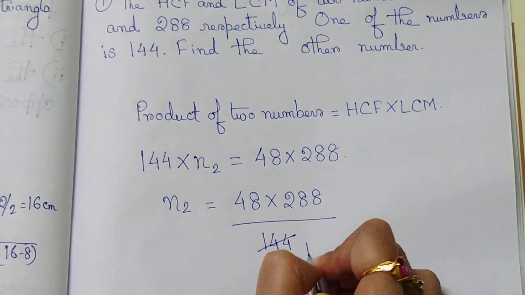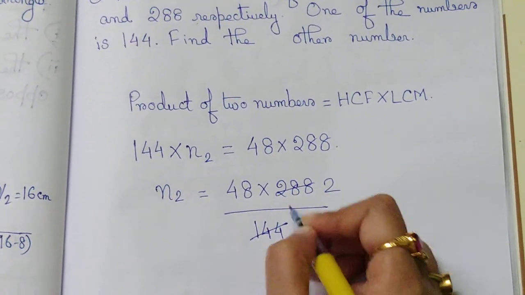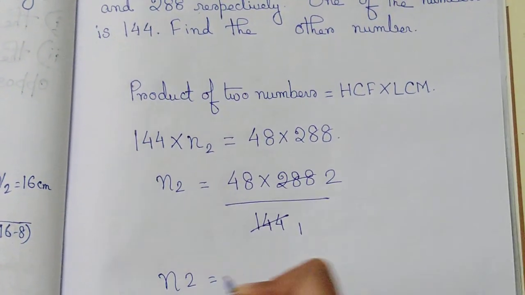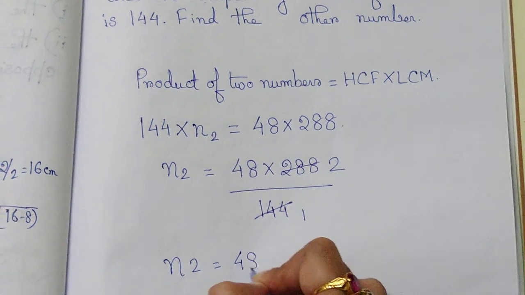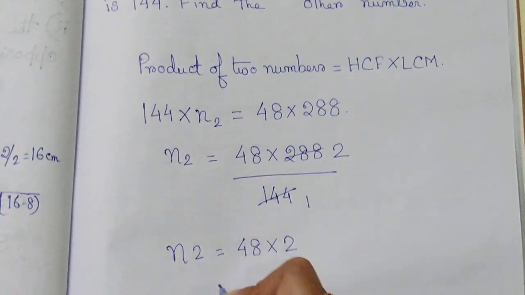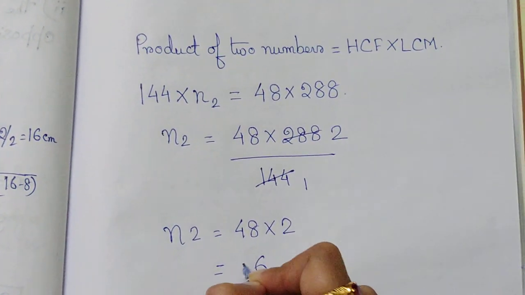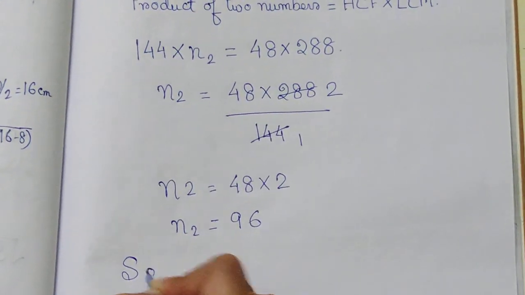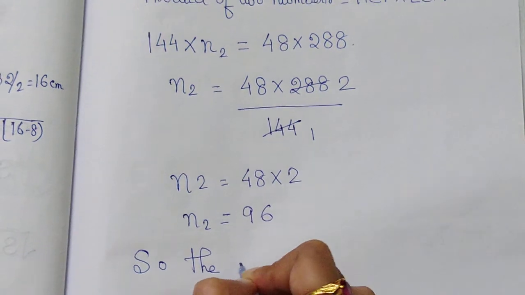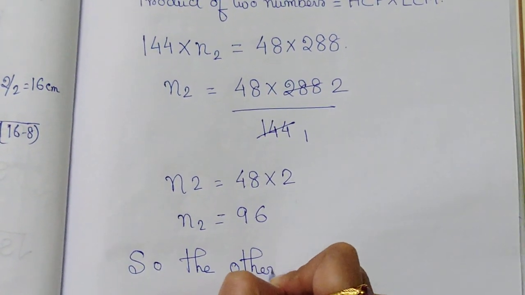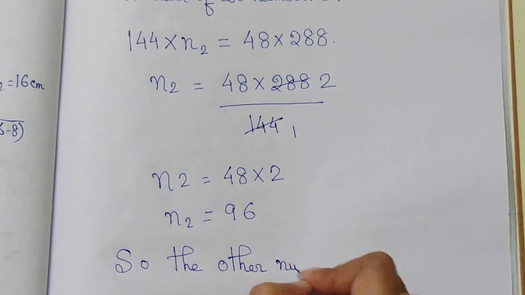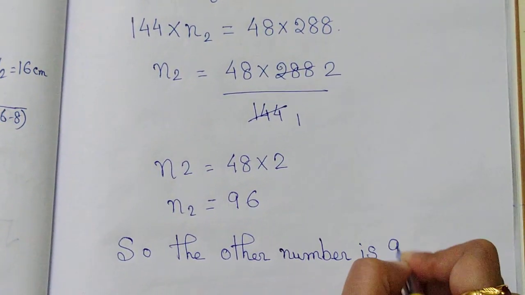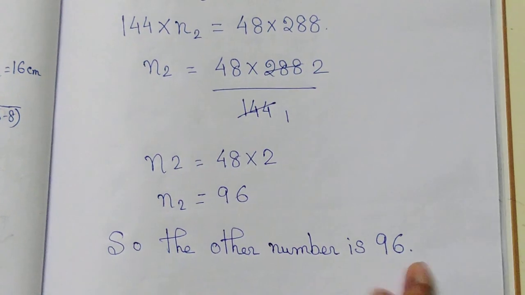Now 144 2s is 288. So N2 equals to 48 into 2 equals to 96. So the other number is 96. This is my answer.